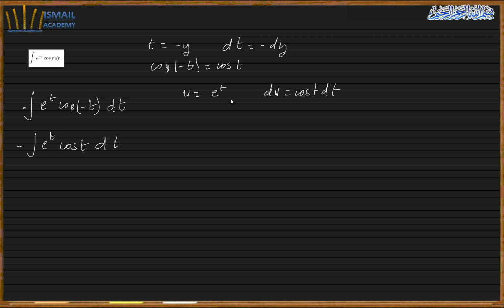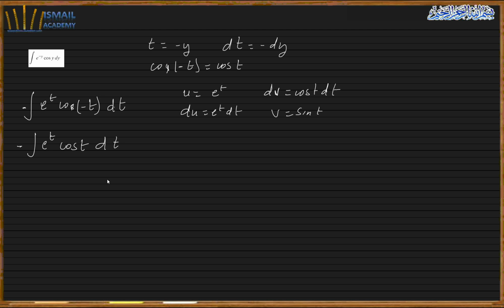But when you make the first choice, you keep with that first choice. That means e to the t will always be your u, because it's going to keep coming back, and cosine, that means sine, will be your dv, and so on. So my du will be e to the t dt, and v will be sine of t. That means next time I will choose this to be my u, and this will be my dv, so that I don't have dt when I integrate here.